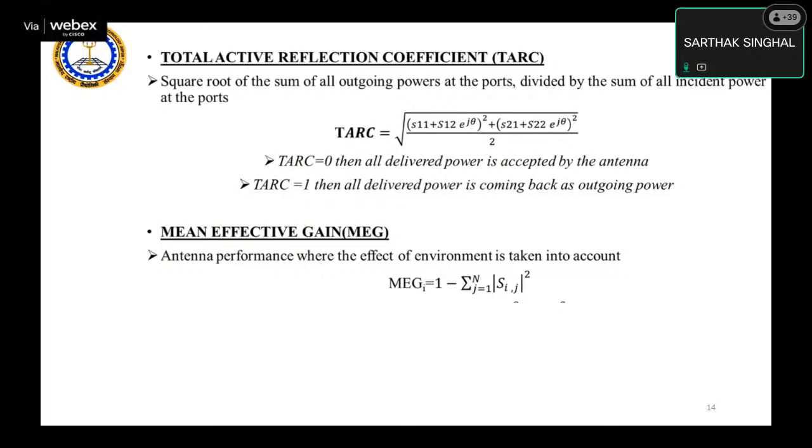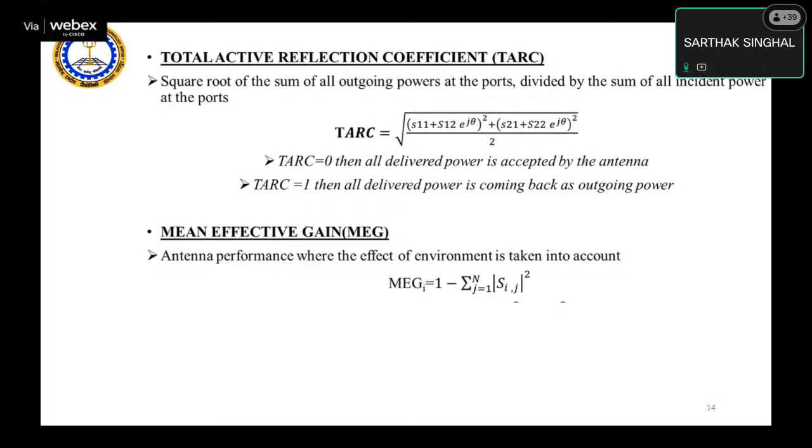So if your TARC is 0, then all the delivered power from the source is accepted by the overall MIMO antenna. And if your TARC is 1, then the entire power is reflected back to the source. In general, as in the case of reflection coefficient, where we consider the bandwidth based on S11 equal to minus 10 dB, similar will be the case for TARC.